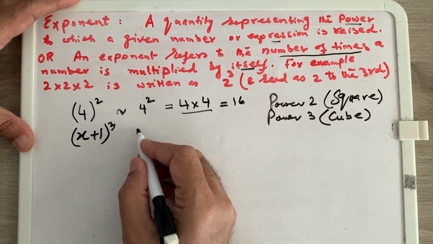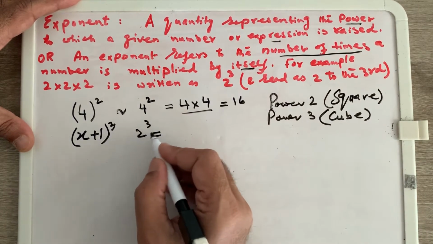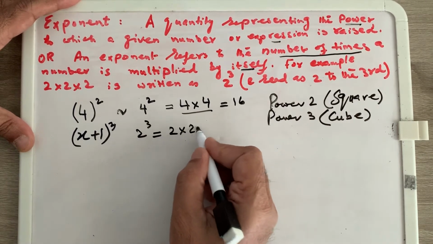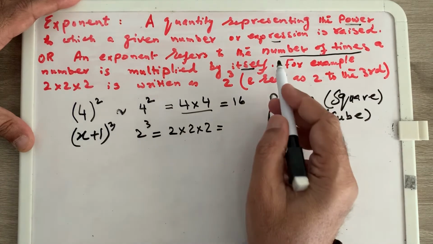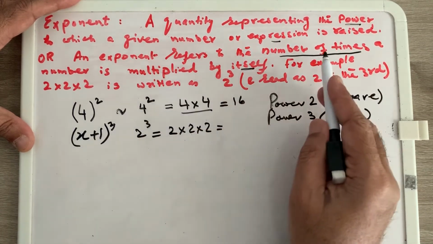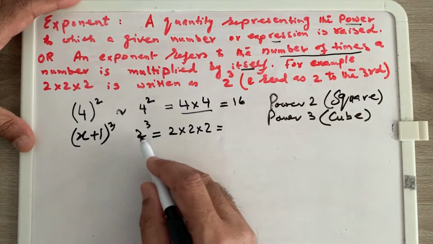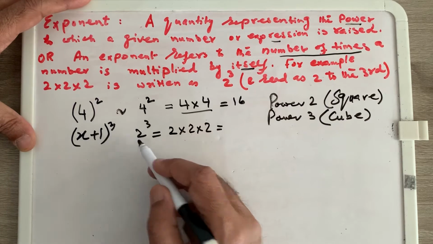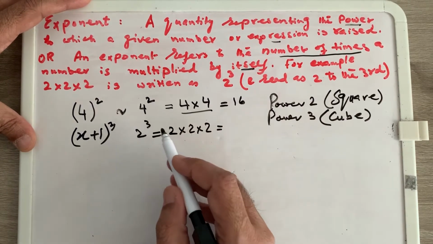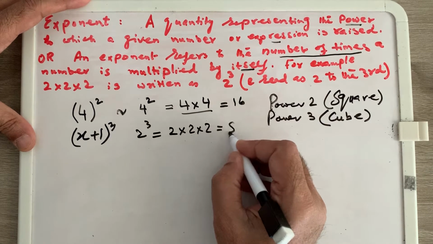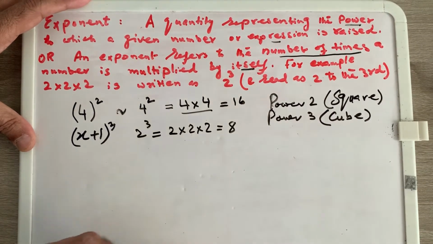So if we have something like 2 to the power 3, that means 2 is being multiplied by itself 3 times. That is what we have learned in our definition. An exponent refers to the number of times a number is being multiplied by itself. So 2 to the third means 2 to the power 3 or 2 cube, and that means 2 times 2 times 2, which brings us 8. So we can make many examples like this, but we have to understand the definition.